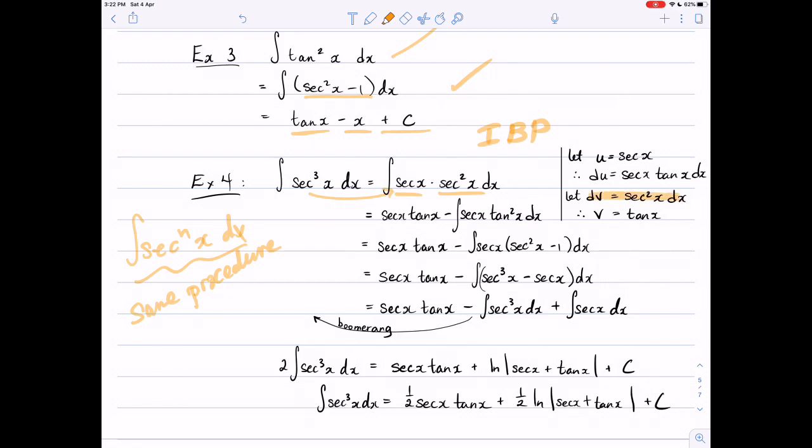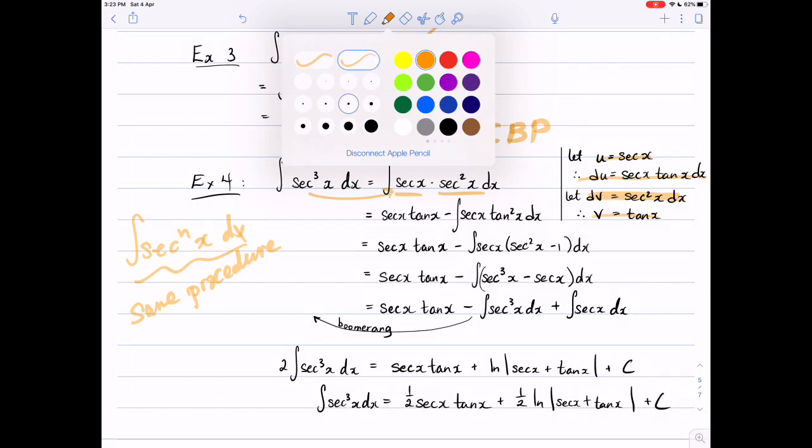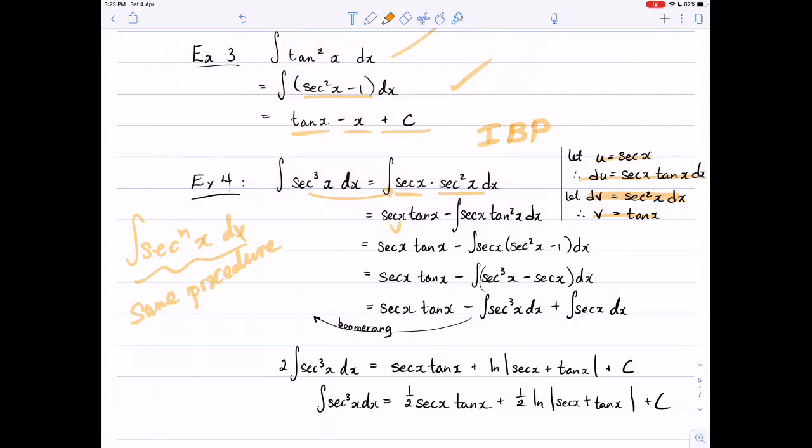So secant squared is much easier to anti-differentiate. We'll get v as tan x, which leaves u as secant x, so du is secant tangent. The integration by parts formula is u times v, so secant x times tan x, minus the integral of v du. If I put v and du together, I get secant x, and these two tangents multiply to give me tan squared.